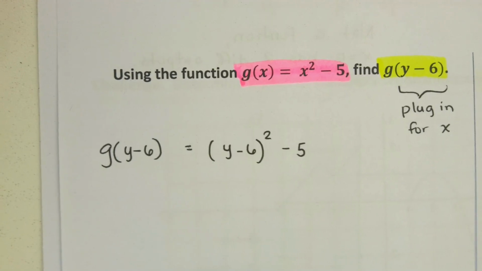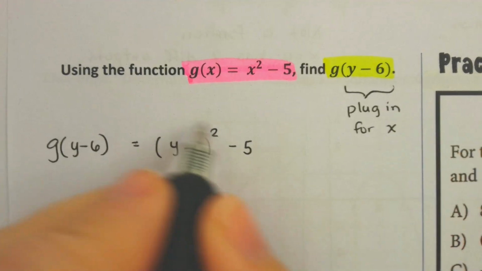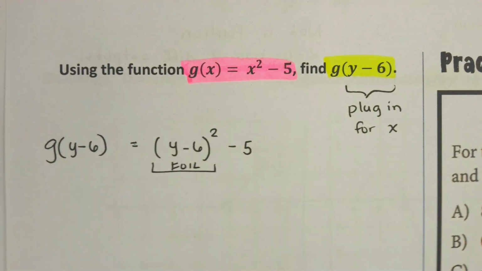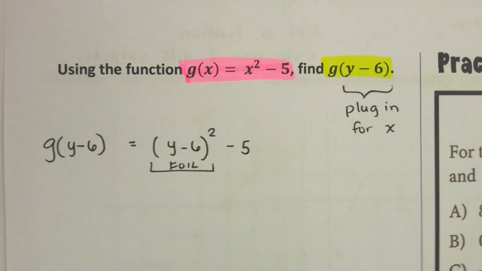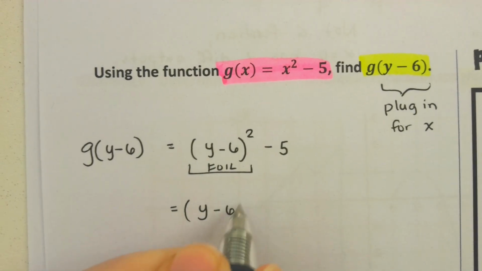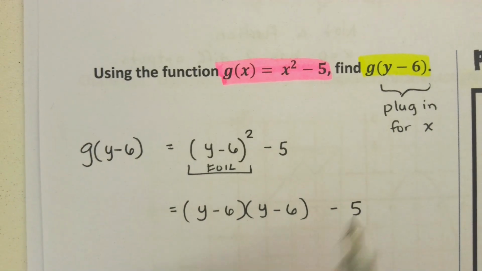Alright, I heard at least one person in each group. Can I have the girl in the pink right here? Can you say what you did? Do the parentheses thing, and what was the word you used? FOIL. Yes. Write this. We have to FOIL this. That is the acronym for, basically, multiplying two binomials together. Y minus 6 times y minus 6, and then you'll have to minus 5.